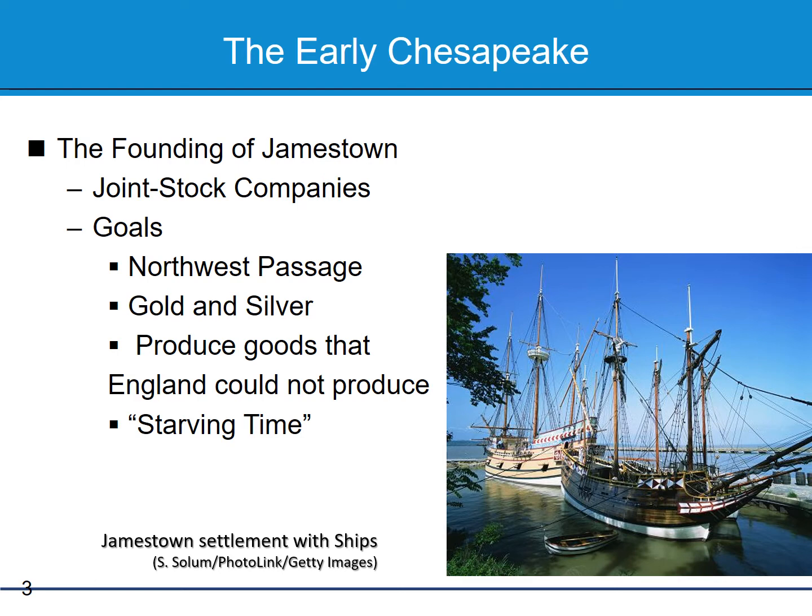The third objective of the colony was to develop a colony that could produce goods for England that England could not produce for herself. During this time, of course, we're in the age of mercantilism, which we'll talk about in more detail later. And so the goal of countries was to become self-sufficient. So if they could produce things in their colonies that they could not produce for themselves, that would keep them from having to buy from their foreign competition.